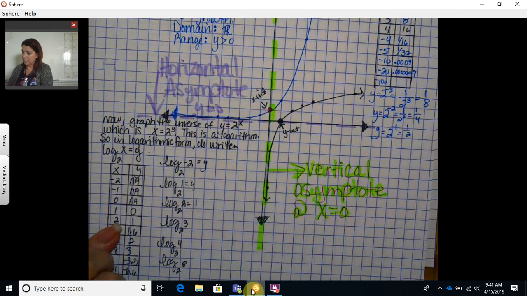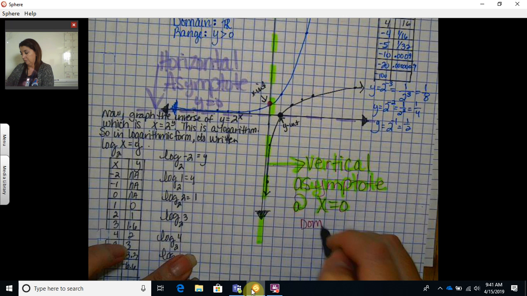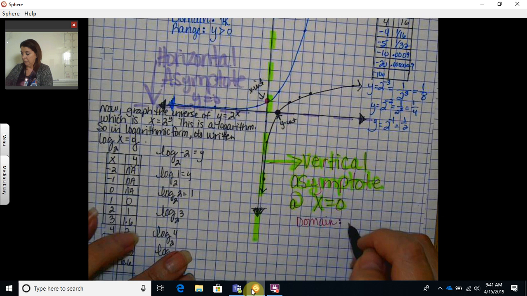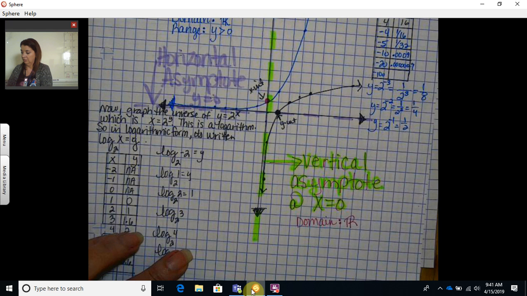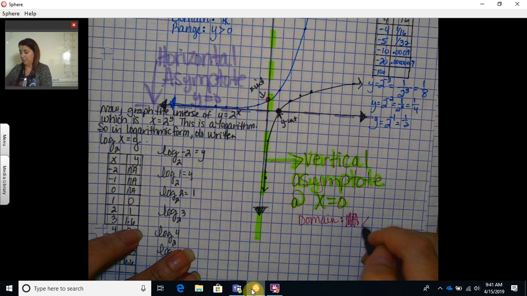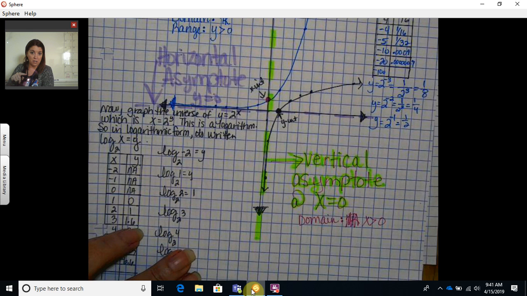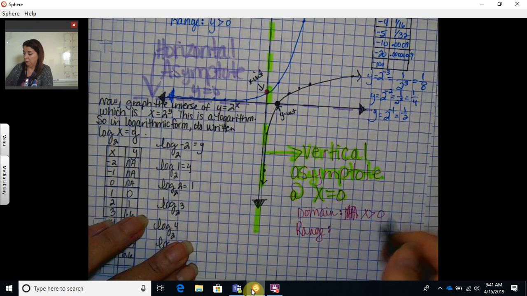And what is the domain of the exponential? All real numbers. But for the logarithm, no, it's not. X is greater than 0. Where exponential, it was all real numbers. For domain, x is greater than 0 in this case. And what's the range? All real numbers. Where exponential, the domain was all real numbers, and logarithmic, the range is all real numbers.